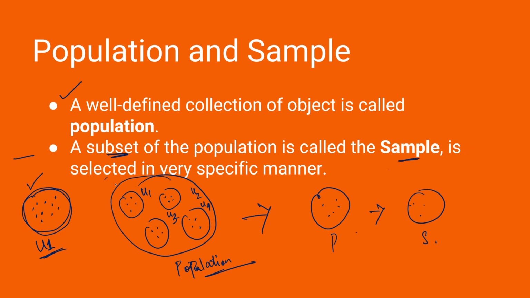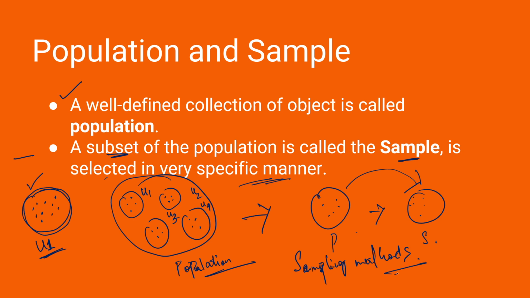So a sample is collected or selected in a very specific manner. This is also important, because when you are selecting samples from this population, it depends on what type of methods you are applying. Selecting the samples should be random sampling or some other process. It depends on what type of experiments you are interested in performing, and there are several types of sampling methods.